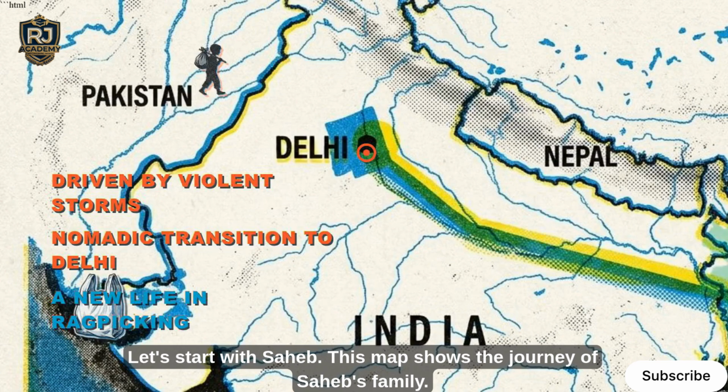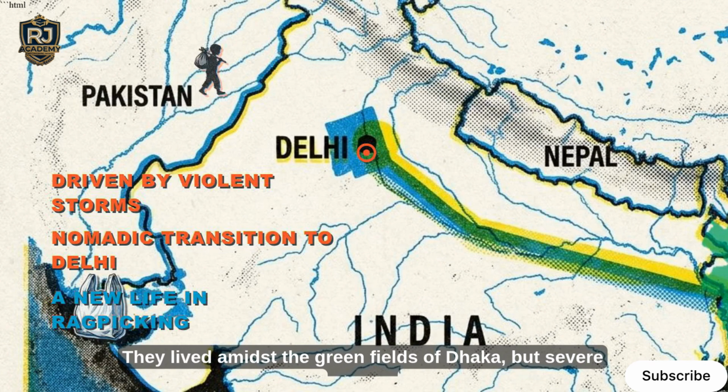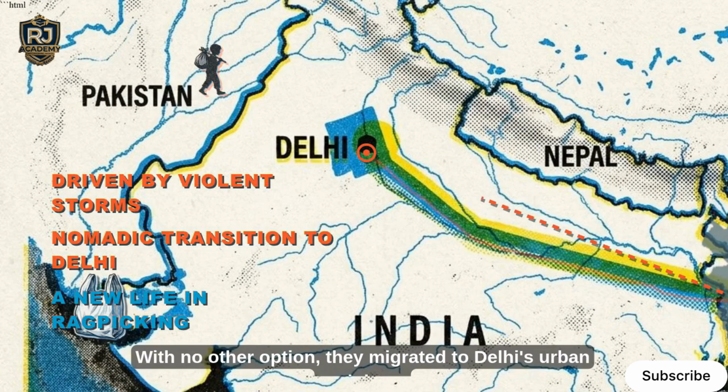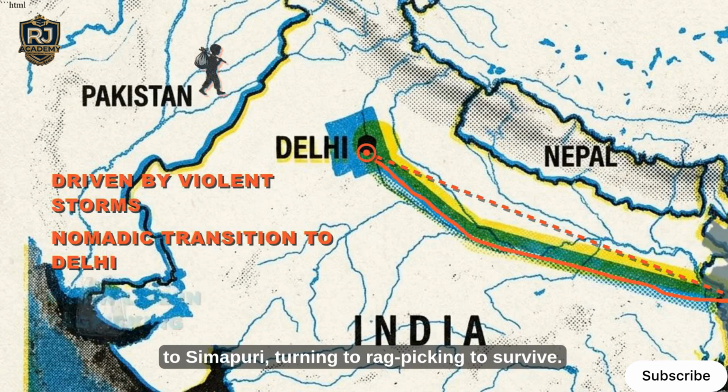This map shows the journey of Saheb's family. They lived amidst the green fields of Dhaka, but severe storms swept away their homes. With no other option, they migrated to Delhi's urban periphery, to Seemapuri, turning to rag-picking to survive.